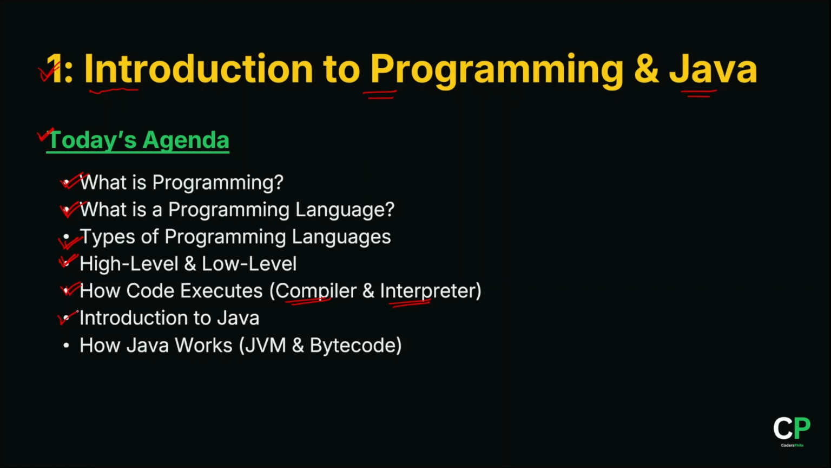Then we will move to Java, an introduction to Java, and then we will see how the Java source code is converted into machine code, like how Java code executes or how Java works, like JVM and bytecode. So without any further ado, let's start today's video.